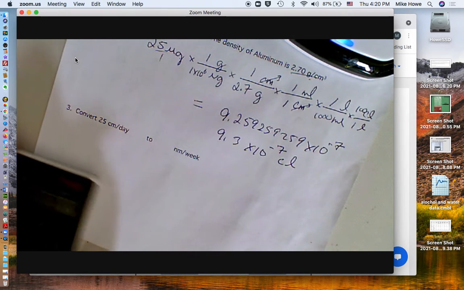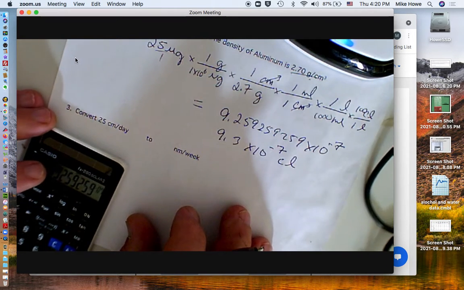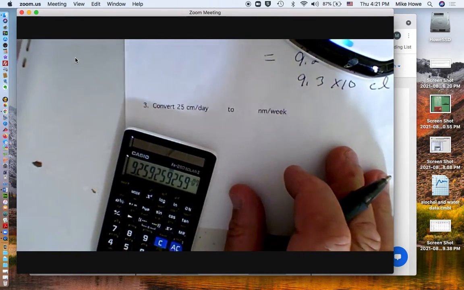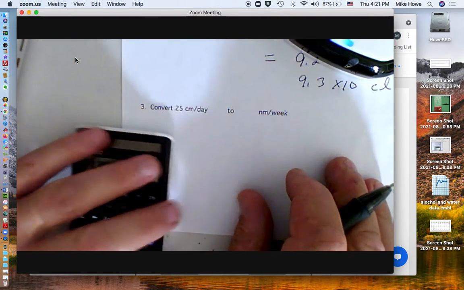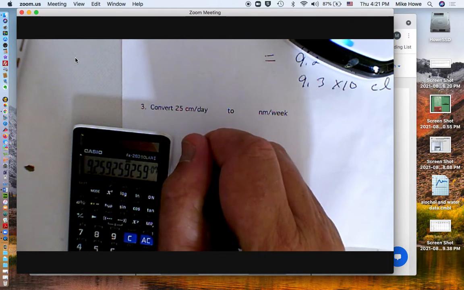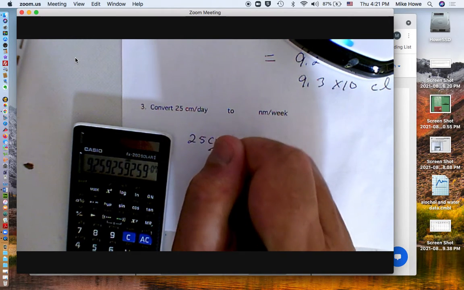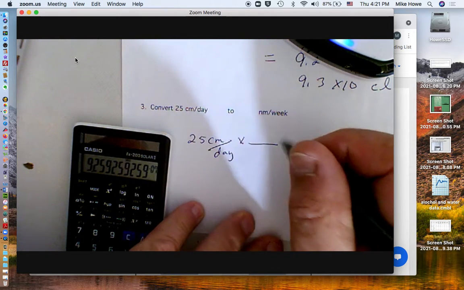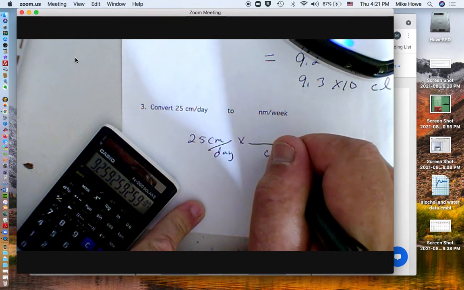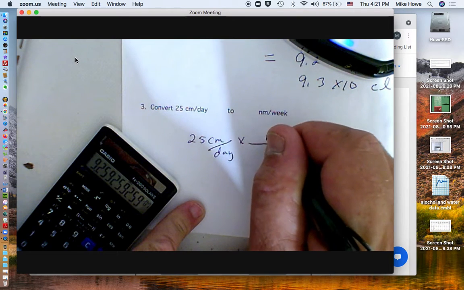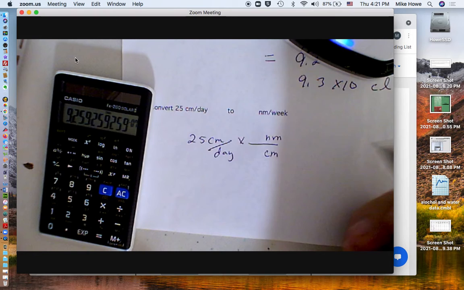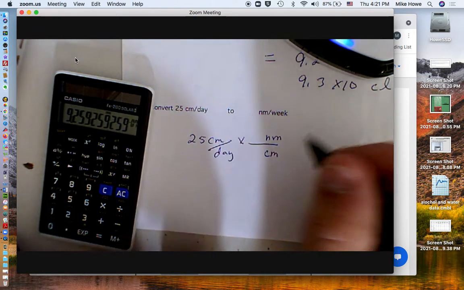Brings us to the last question. So we have 25 centimeters per day. We want to get to nanometers per week. That's going to be a big number, I think. So we're going to put centimeters here, nanometers there. Now we know, oh, we can't, I don't know what that relationship is, do you?